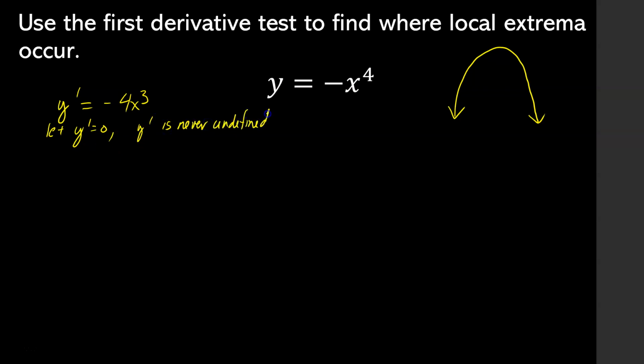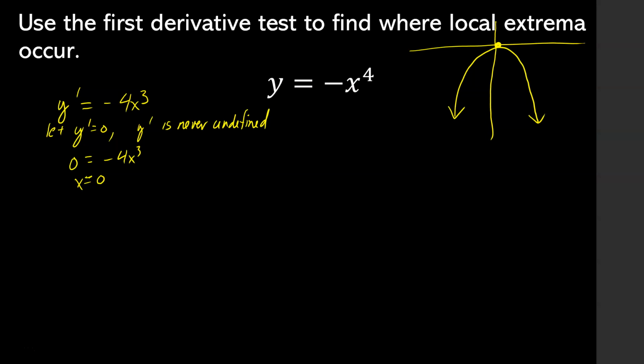So we don't need to look for those critical values where y prime is undefined. 0 equals negative 4x cubed, and x is equal to 0. So we only get one critical value at x equals 0, which is what we expect if I could draw correctly. And what is the sign chart going to look like?